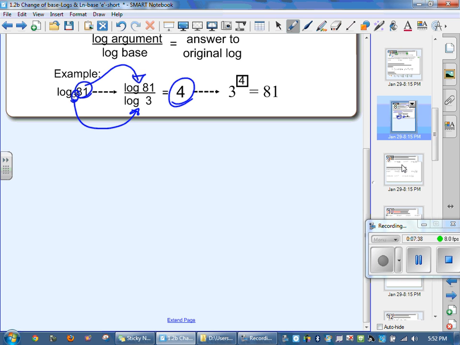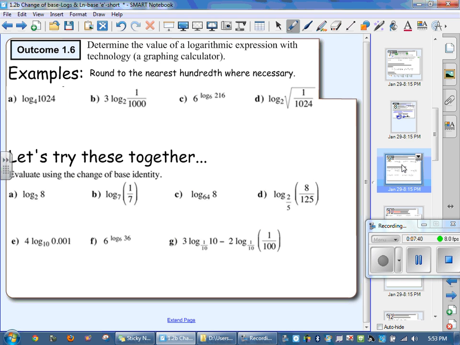If I take a look at the next example, I've got log base 4 of 1024. Now again, I can solve this a couple different ways. I can change 1024 into a base 4, which it is. However, it wants us to use the change of base identity. So doing the change of base, I'm going to be taking the top, log 1024, and dividing it by log 4. When I do so, you're going to get the answer of 5. So A gives us an answer of 5.